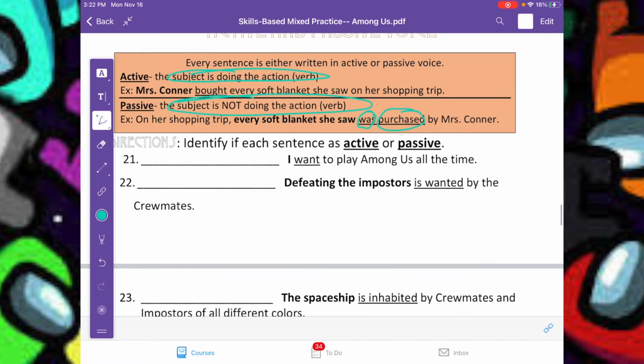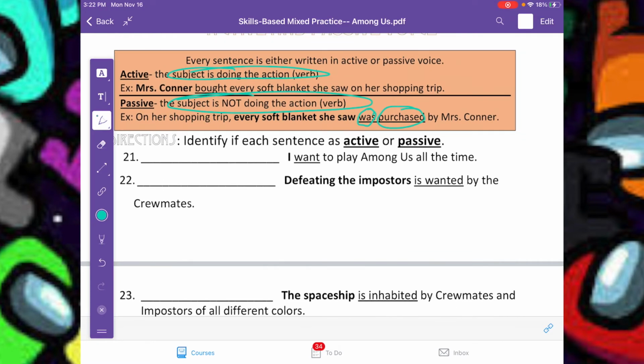Here we go. 21. I want to play Among Us all the time. I is the subject. The verb is want. I'm doing the wanting. This is active.